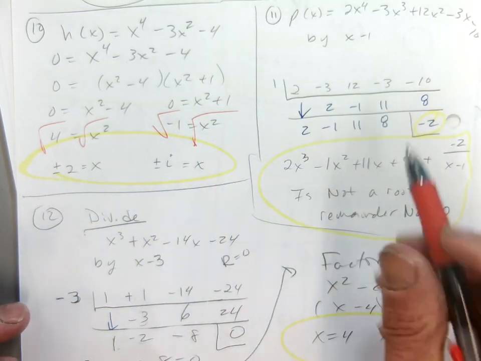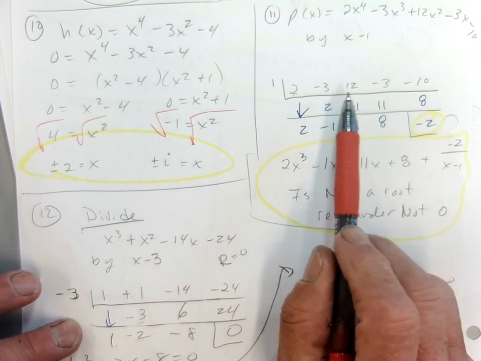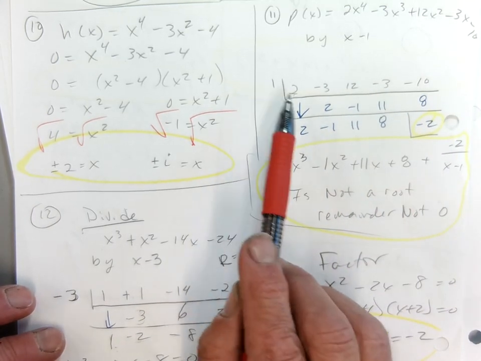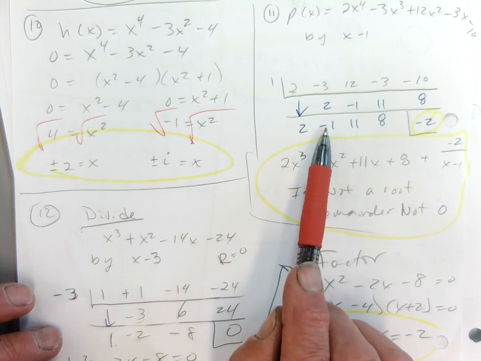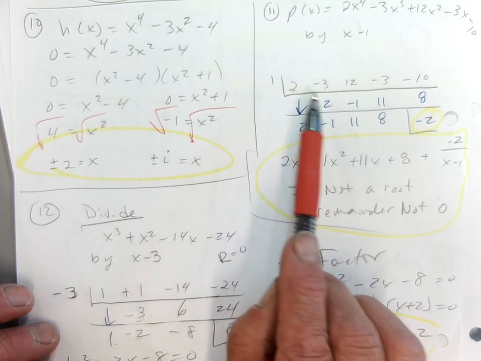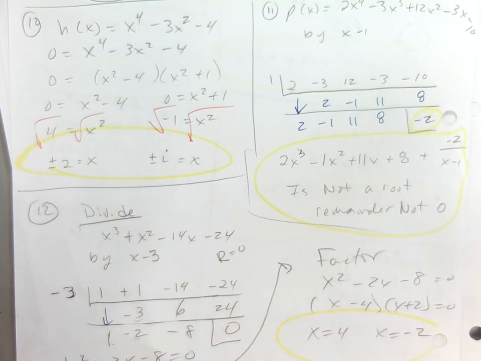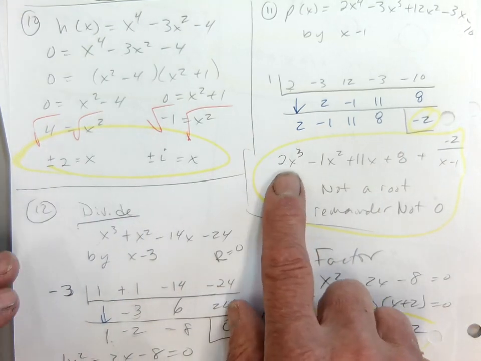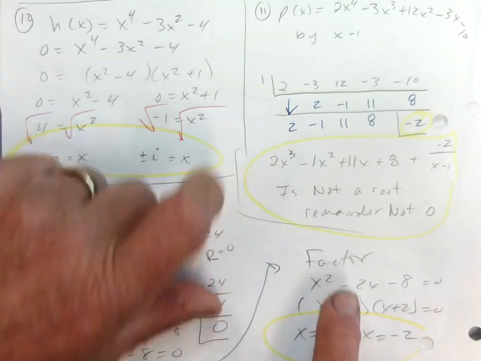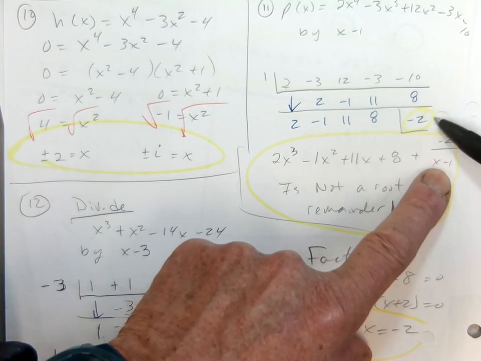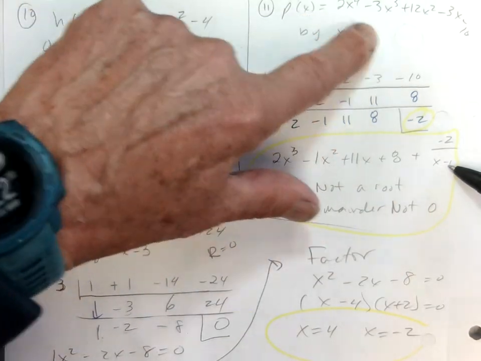And then 2, negative 3, 12, negative 3, and 10. Bring down my first number, 2, and I multiply, add, multiply, add, multiply, add, multiply, add. I get a remainder of negative 2, so it's not a factor, but my answer would be a 2x cubed minus a 1x squared plus 11x plus 8 plus a remainder negative 2 over what I divided by, okay?